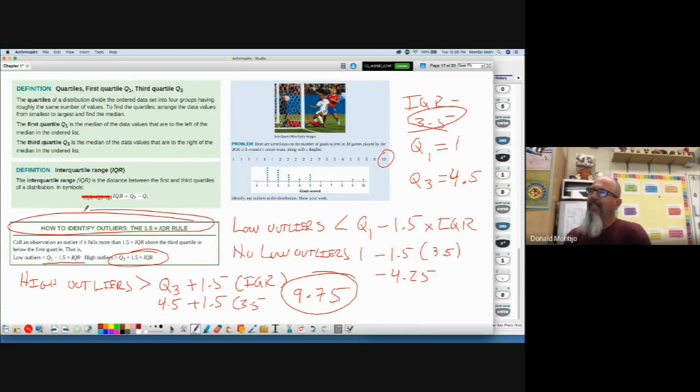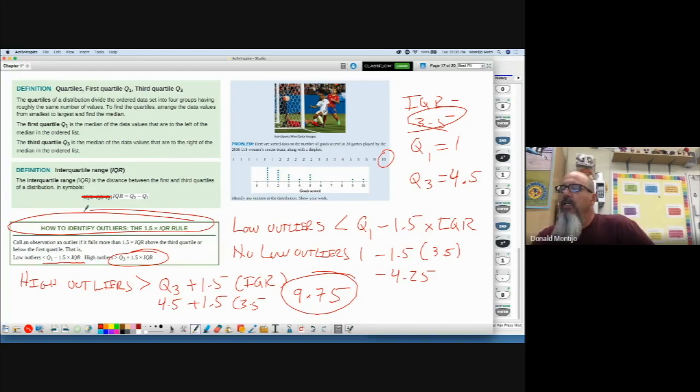So remember, you said, no, I don't think any of them are outliers. I said, yeah, I think 9 and 10 are outliers. Well, neither one of us was right. 9 is not an outlier because it is less than 9.75. But 10 is an outlier because it's greater than Q3 plus 1.5 times the IQR.